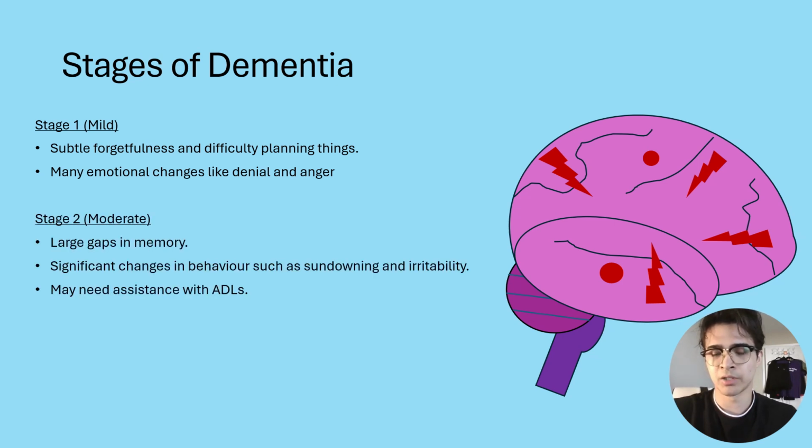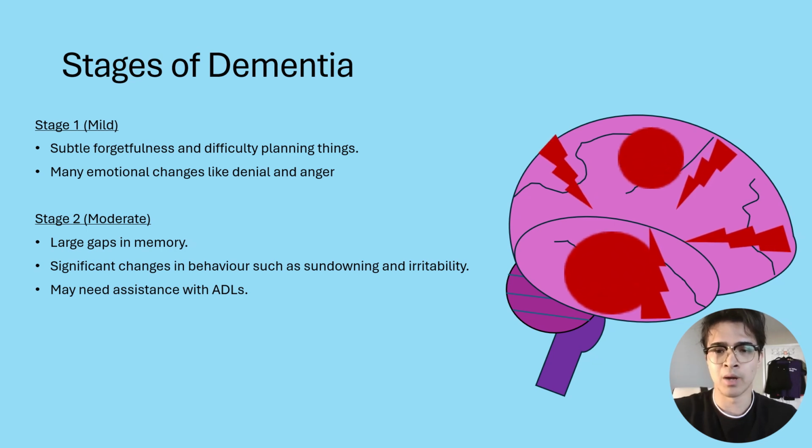The second stage is moderate. This is when large gaps in their memory start to form and significant changes in behavior, such as sundowning and irritability, occur. Sundowning is the brain's inability to regulate its day and night cycle, which results in confusion and responsive behaviors. At this point, they may need assistance with ADLs.